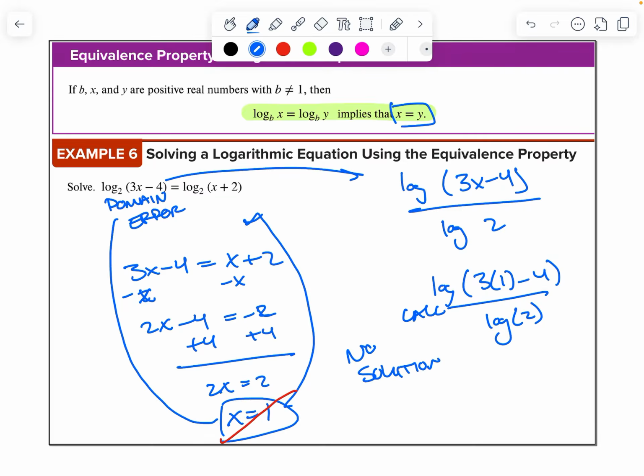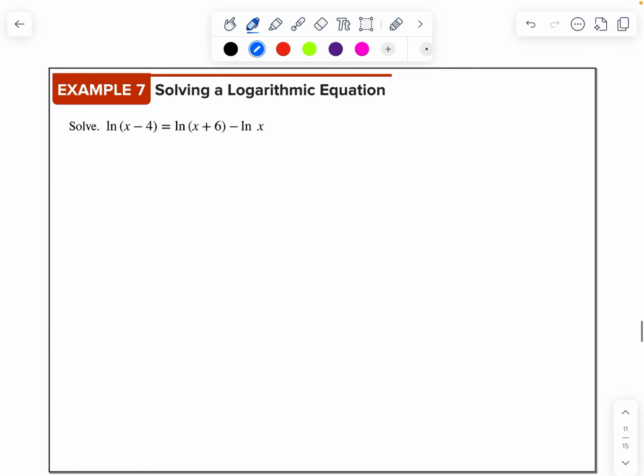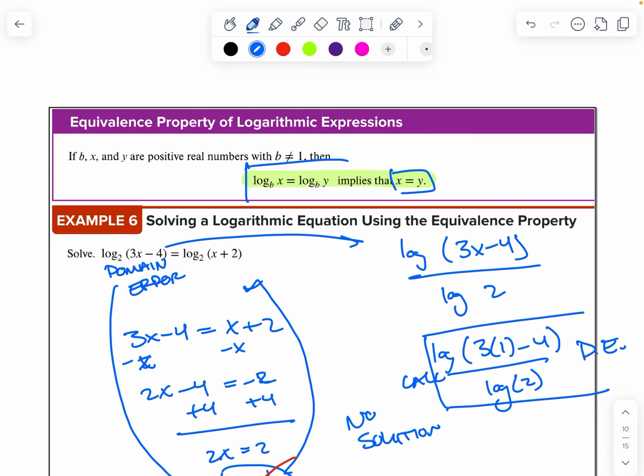All right, solving another one. Okay, that equivalency rule, notice that there's one logarithm on each side. This does not work unless there's one log on each side. Now, on this one, we have more than one logarithm on each side, right? And so what we're going to have to do is use those properties of logarithms that we had in the very last lesson to combine them.